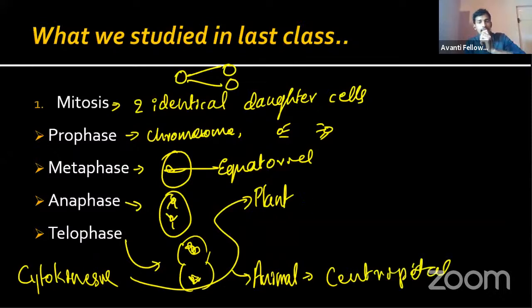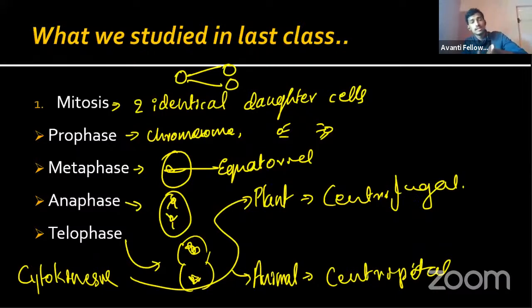Centripetal, right? And in the plants you can go for the centrifugal, because... Doubt in difference between spindle fiber and aster. Simple. All the asters are spindle fibers, but all the spindle fibers are not asters. So the spindle fiber in animal cells, we call it an aster. That's it. Spindle in animal cell, we call that as the aster.